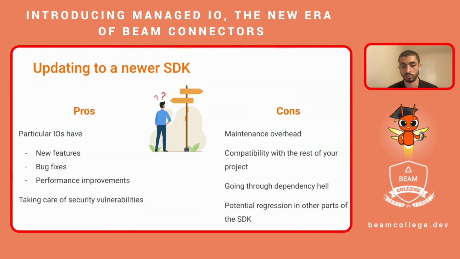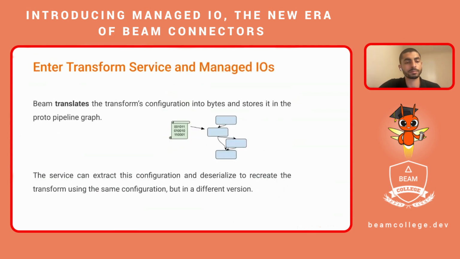In some cases, also, you might see that you get all these exciting improvements in some IOs, but then one IO that you're using ends up having a regression in the new SDK. And all of these issues are not unique to Beam. These are just natural issues with upgrading libraries in general. But we've seen a lot of users not wanting to upgrade to newer versions because of these reasons. So that's why managed IOs came about.